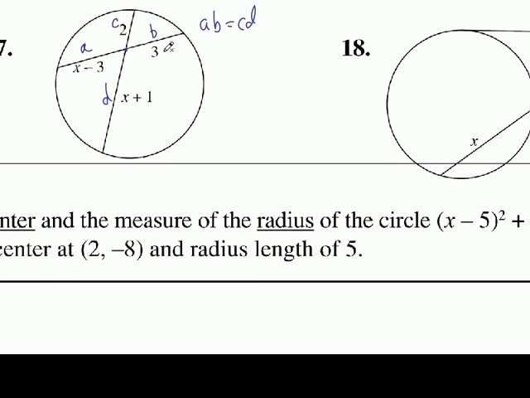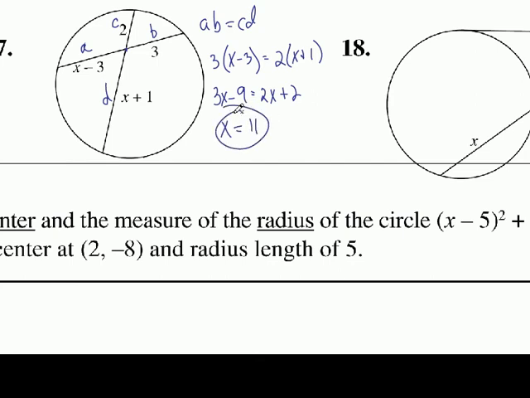So take these two segments. It's the product of those two segments. So it's 3 times x minus 3 equals, we'll do that in a second, and then the product of these two segments, which is 2 times x plus 1. Again, that's the hard part. That's the geometry part. The rest is just real simple. So it's 3x minus 9 equals 2x plus 2. Subtract 2x from both sides, add 9 to both sides, x is 11. I do that right? Yeah. Okay. All right, good.